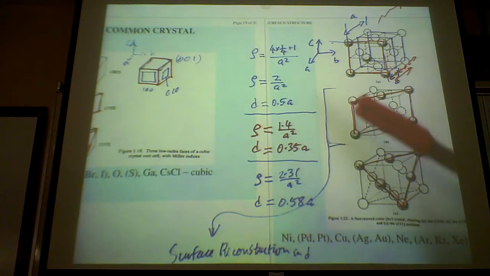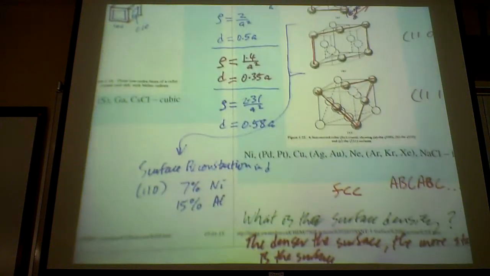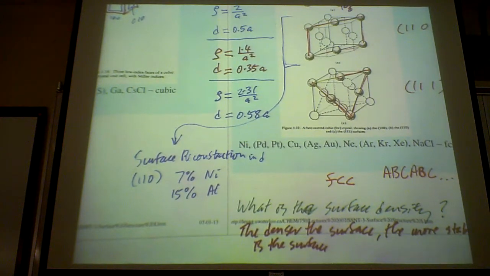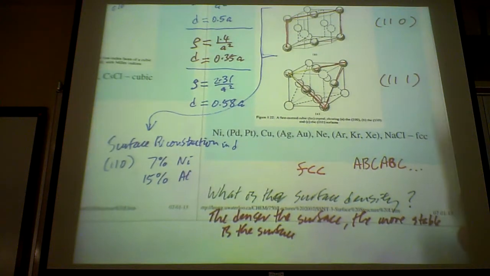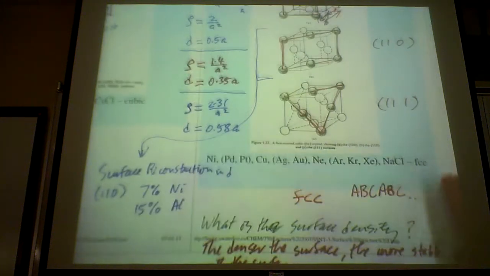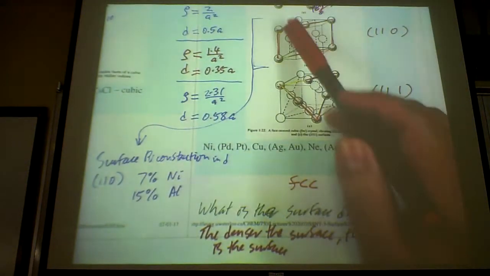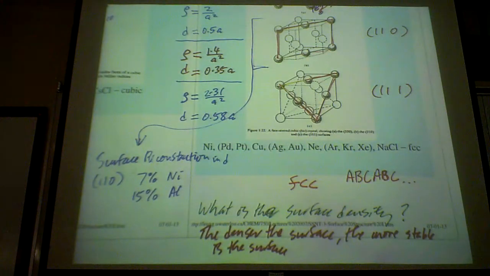Okay, so the idea was that the plane with the most surface atoms, the denser the surface, the more stable is the surface. So if you have more atoms on this plane, then you expect that this plane will be the most stable. So that's a general rule that we discussed last time.